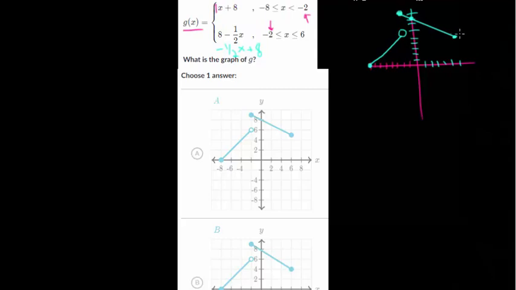And notice we had these closed circles because we included the endpoints. We had the equal signs. And for this one, we had an open circle for this top function because it didn't include -2. So now we need to figure out which of our graphs is correct. And they both look fairly similar.